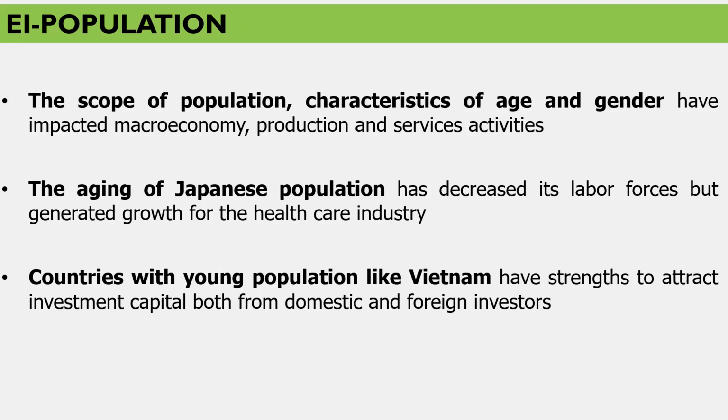Population includes some key contents. First, the scope of population, characteristics of age and gender have impacted the macroeconomy, production, and service activities. Countries with a young population like Vietnam have a chance to attract investment capital from both domestic and foreign investors because the demand is growing. However, in Japan, the aging of the population has decreased labor forces, but generated growth for the healthcare industry.